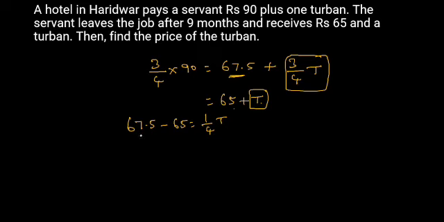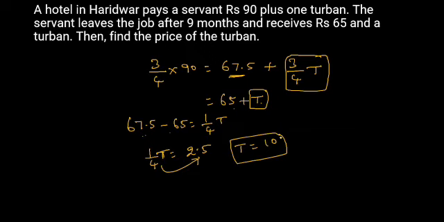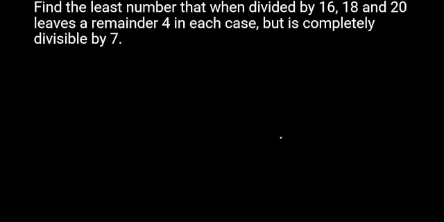So the difference between 67.5 minus 65 will be 1/4 of the turban. So 1/4 of the turban is equivalent to rupees 2.5. If 1/4 of the turban is rupees 2.5, what is the whole turban cost? So 4 into 2.5, the turban cost will be rupees 10. So this is the shortcut for solving this problem. Okay, I will go to the next one.